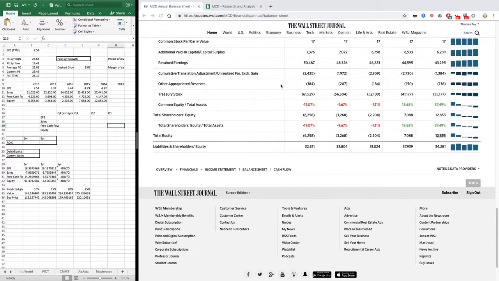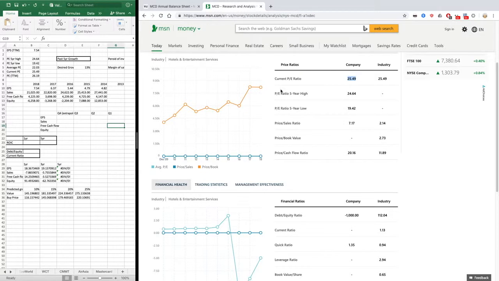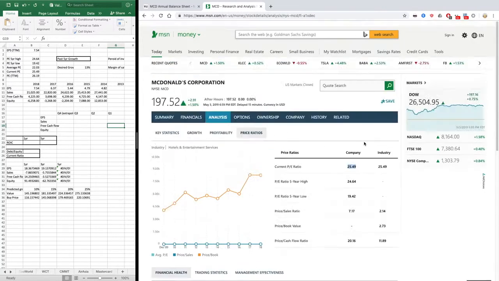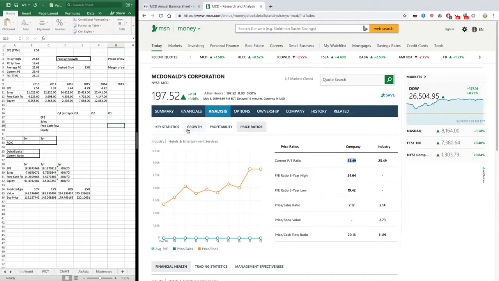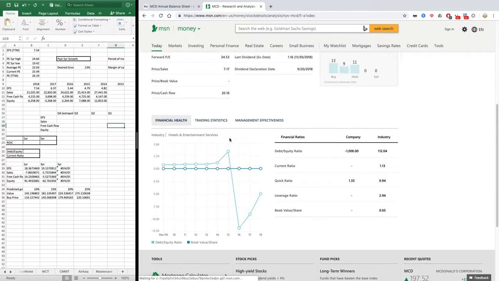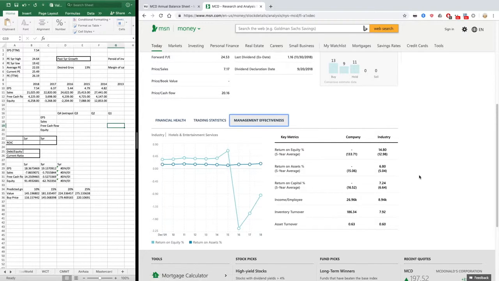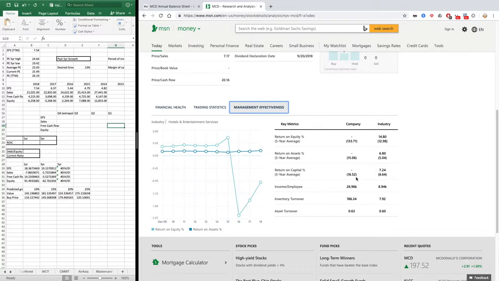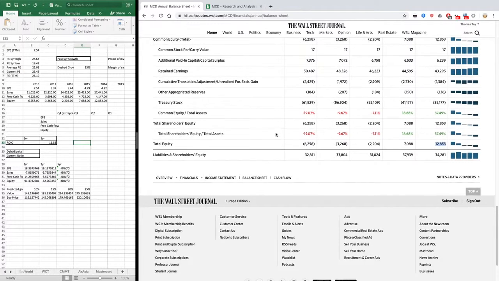Right. So ROIC, return on invested capital, we can find it in key statistics, I think, under management effectiveness. Return on invested capital, the 5-year average is 16.52, but why is the current one not there? You might be able to find it here.